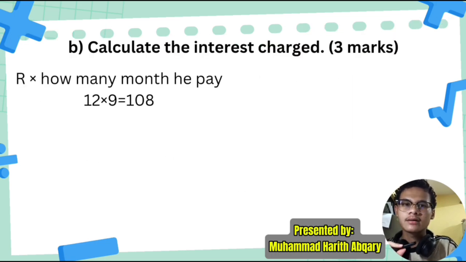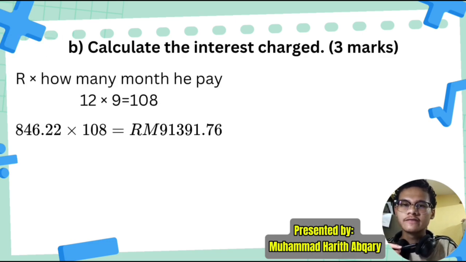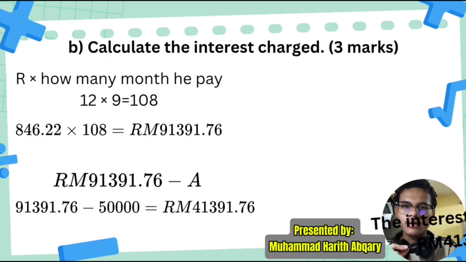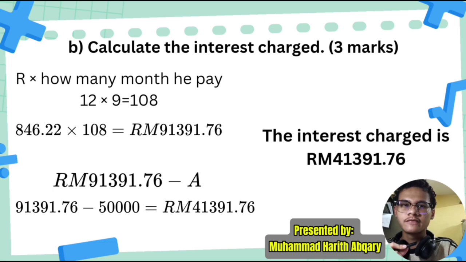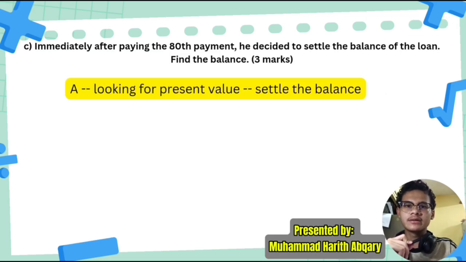Question 4b. Calculate the interest charged. First, we must use the formula Rn. After using the formula, we will receive the amount of RM 91,391 ringgit and 76 cents. After that, we must subtract A. After we have subtracted A, we will receive the amount of interest charged, which is RM 41,391 ringgit and 76 cents.